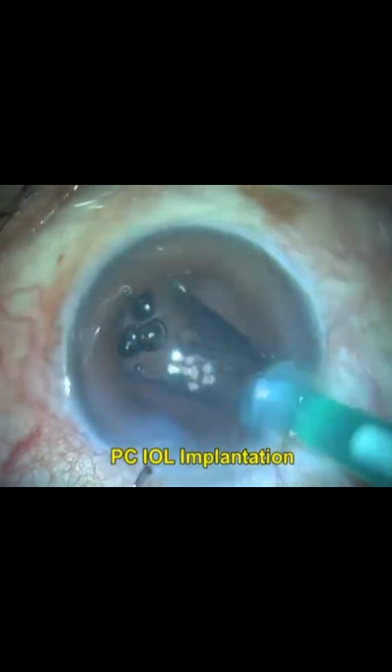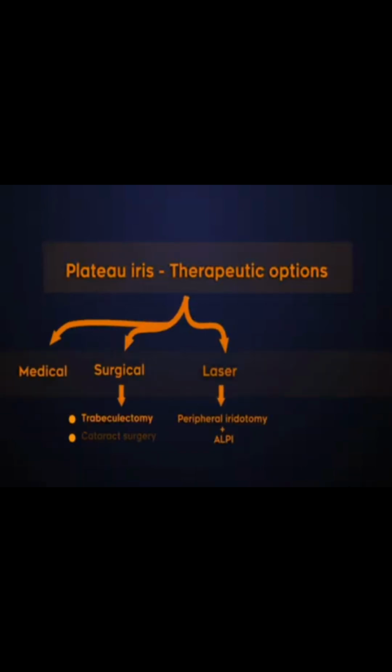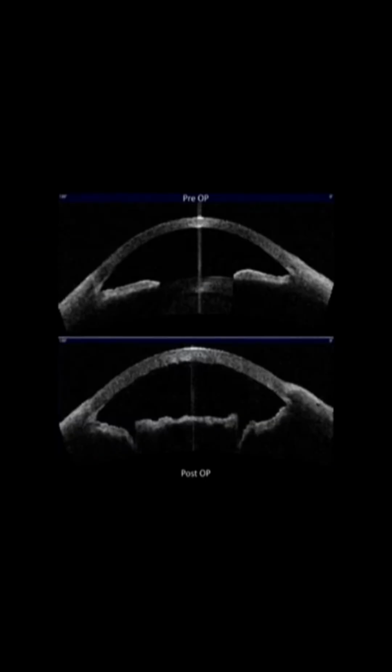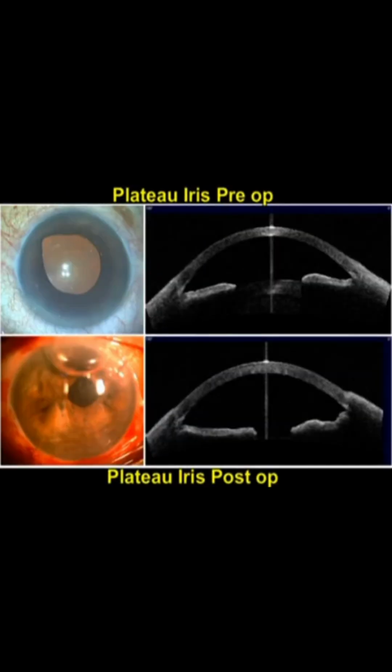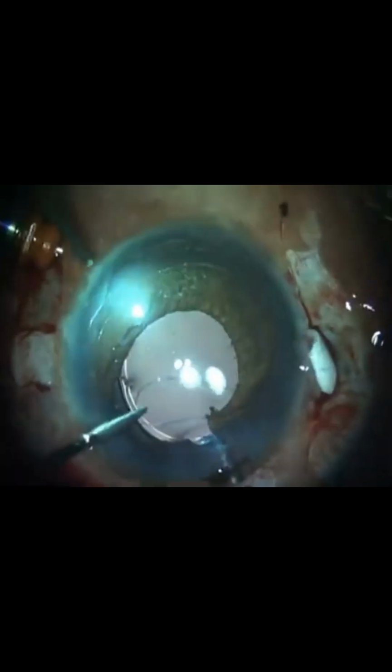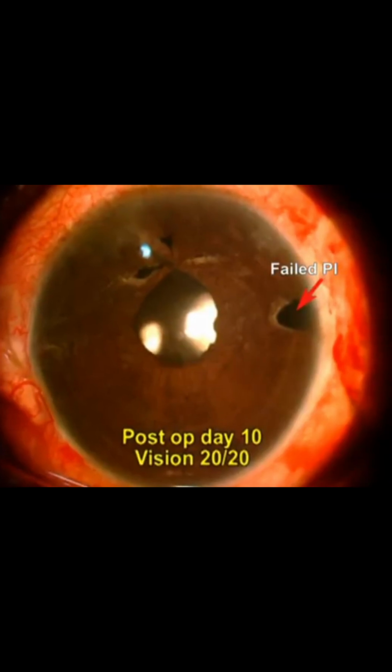The post-surgical mydriasis has also been studied after SFT. Moreover, SFT can easily be combined with cataract surgery with intraocular lens implantation. Since there are a few treatment options and no treatment is fully successful, single-pass fourth-row pupilloplasty can certainly be useful in such eyes with failed PI. In this patient, the preoperative plateau iris configuration, which has been corrected by SFT, can be seen by the anterior segment OCT analysis. Similarly, many patients with failed PI have benefited with single-pass fourth-row pupilloplasty.